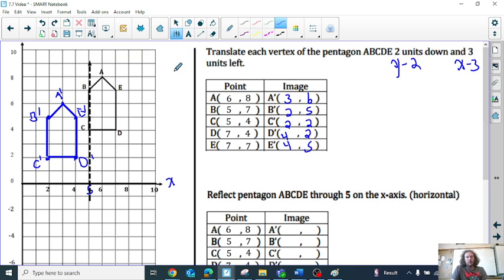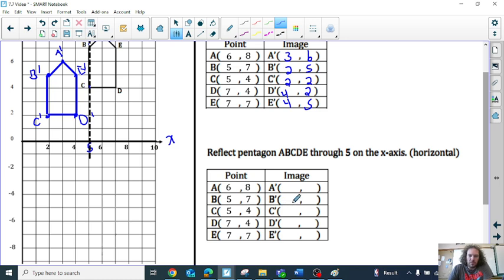So now, how do I reflect these points? Well, what we're going to do is find their distance from 5 and then go the same distance in the other direction. So for example, points B and C are right on 5, so we don't have to worry about moving those. They're going to stay at 5. Point A, on the other hand, is 1 unit more than 5, so its reflection is going to be 1 unit less than 5. Point D is 2 units more than 5, so its reflection is going to be 2 units less than 5. And then point E, again, same thing.